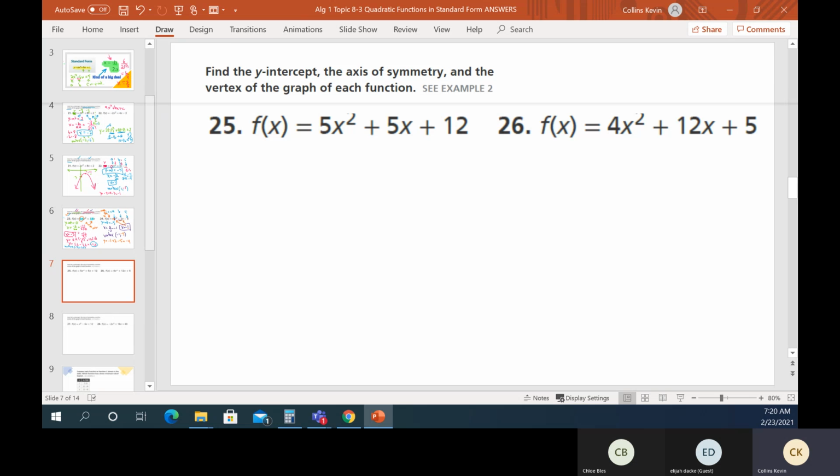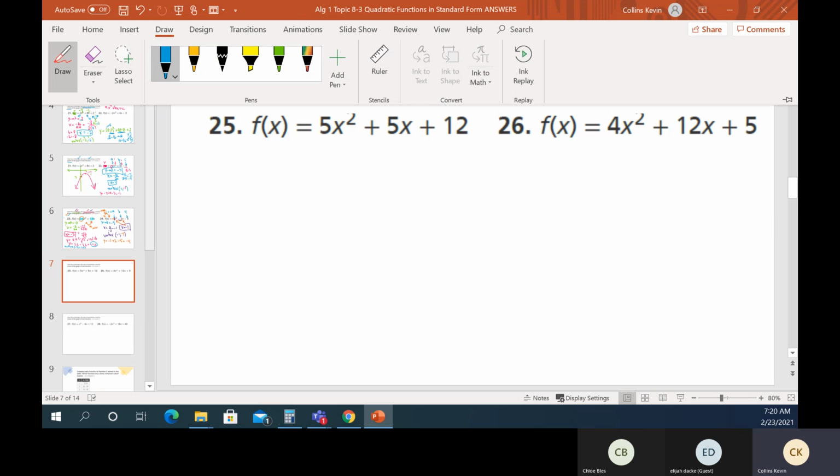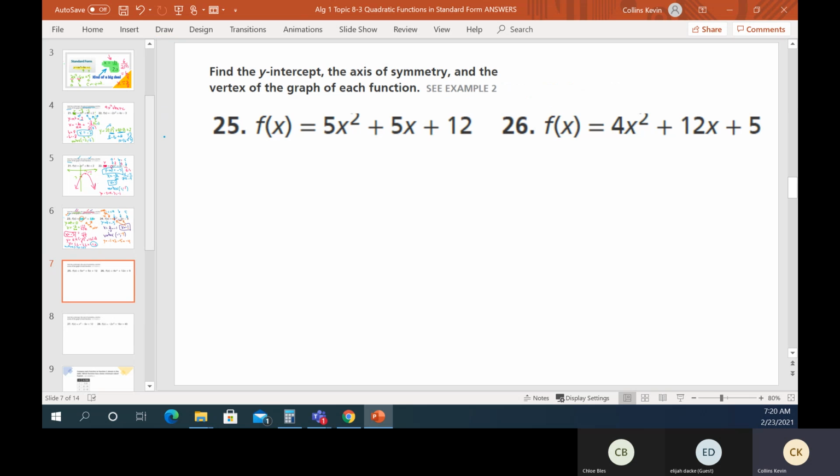All right, so y-intercept, that's easy. That's just our c value here, which is 12. Yeah, good, Chloe. So y-intercept equals 12. Good. And then the axis of symmetry. So that's going to be x equals minus b over 2a.